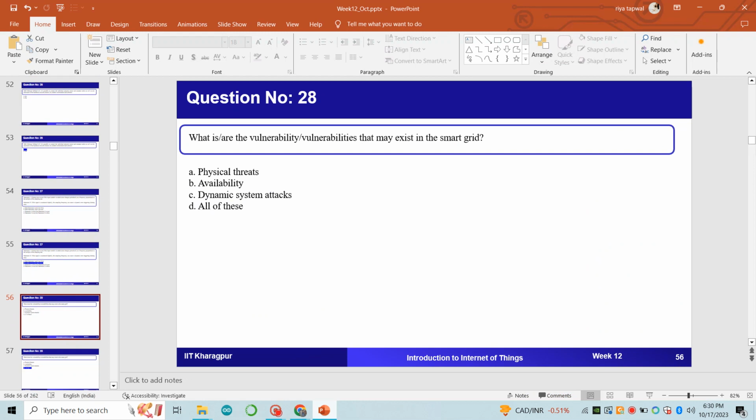Next question: what are the vulnerabilities that may exist in smart grid? Physical threat, availability, dynamic system attacks, all of these. Option D, all of these. Anyone else? We discussed this last week only. C, ma'am. Option D is correct, all of these.